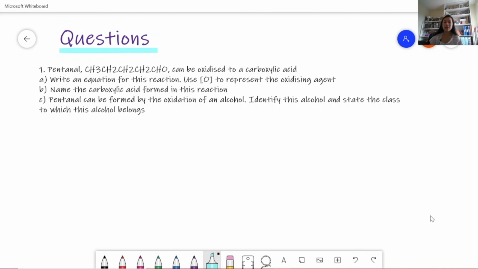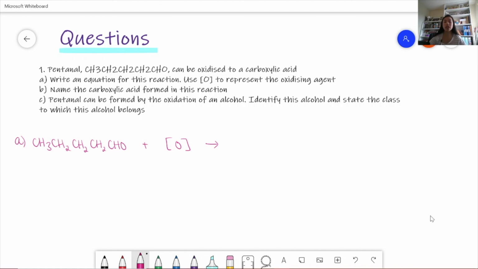So now we're going to look at some questions. For question 1, pentanal can be oxidized to a carboxylic acid. Write an equation for this reaction and use the square brackets O to represent the oxidizing agent. So what we need to do is we first write down pentanal, so CH3, CH2, CH2, CH2, CHO. And then we add one of these square brackets O's, and then we form a carboxylic acid.